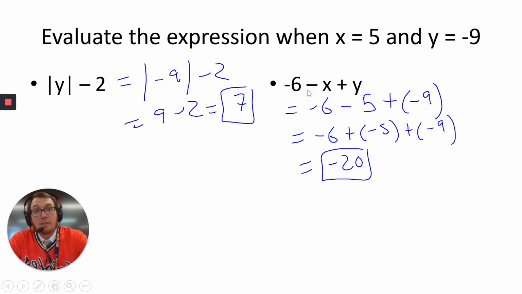The next one, negative 6 minus x plus y. Notice here I keep negative 6, change to make it plus negative 5, and then plus negative 9. I don't change plus negative 9 because it's already addition. That's the way I want it so I can use my properties. And then this is just all a bunch of negatives. So you just add them all up and you get 20 and make it negative because it was negative to start with.